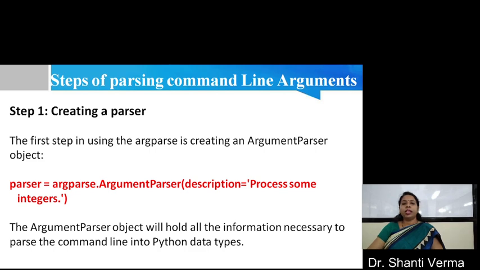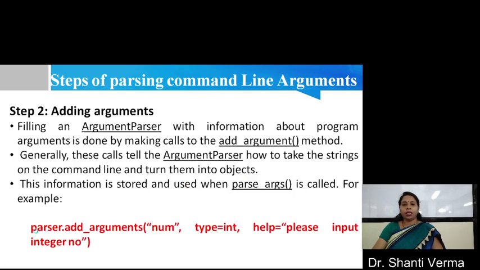In creating a parser, we have to use the argparse module and the function ArgumentParser. With the help of this ArgumentParser, we create an object. So this parser is an object. For using ArgumentParser, I have to write argparse.ArgumentParser, and the text we want to display when the program is first running. So here I write a description, process some integers. Basically, this ArgumentParser object will hold the information that is necessary to parse the command line into Python data types.